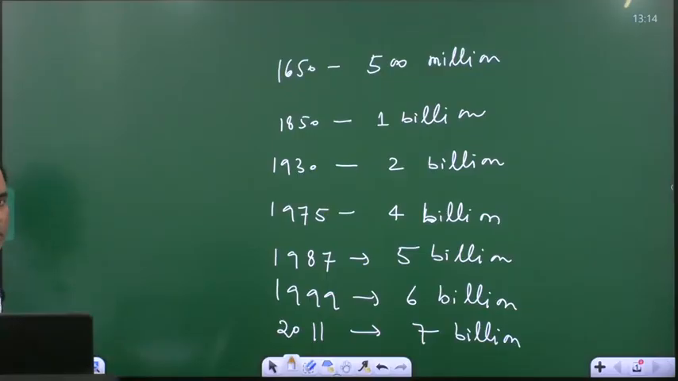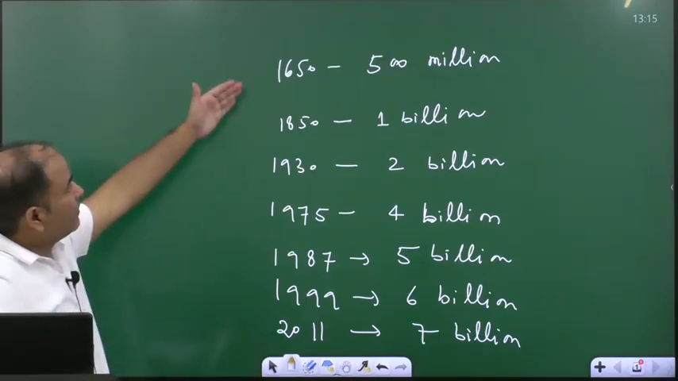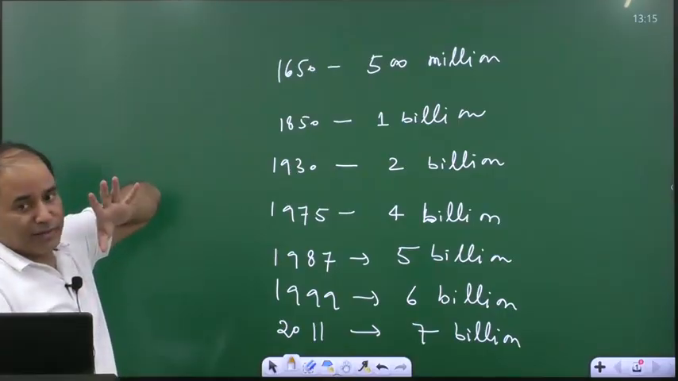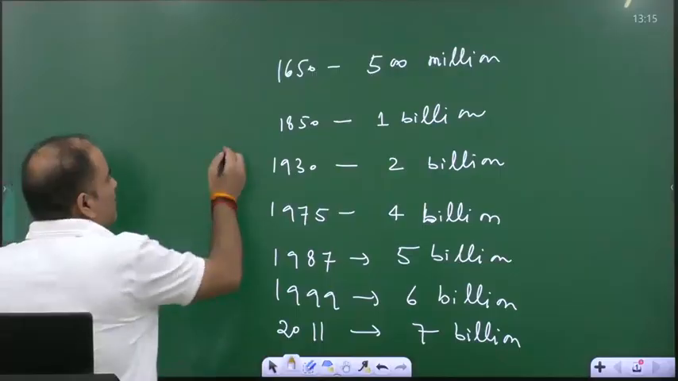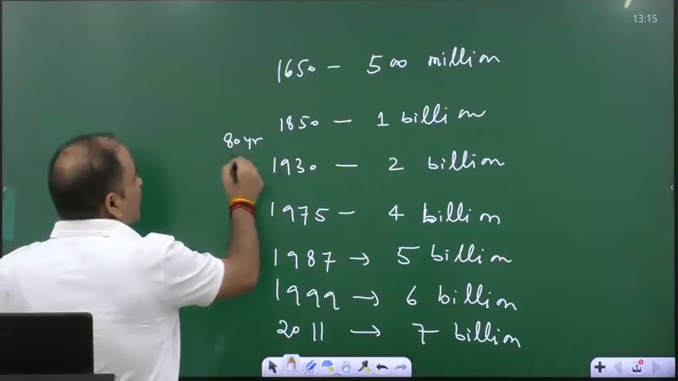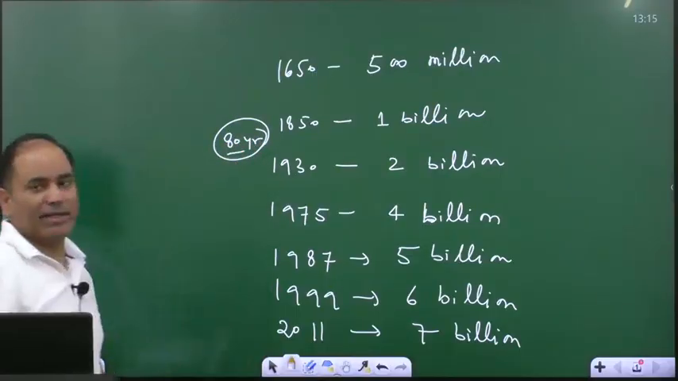If you closely look at this, you will find almost 1500 years it took to first double the population from 250 to 500 million. And in the next 200 years we have added 500 million population. So almost 1650 to 1850 we have added 500 million. Now the next 1 billion we have added in 80 years.